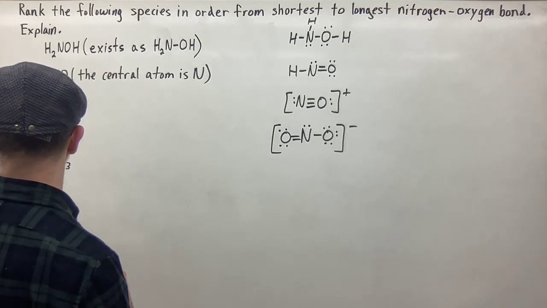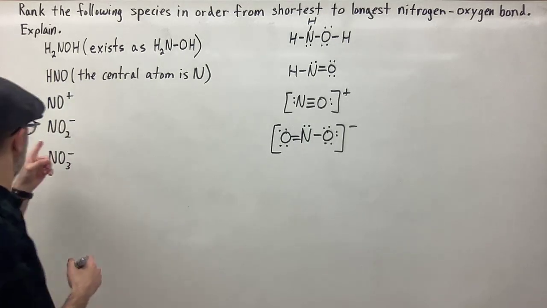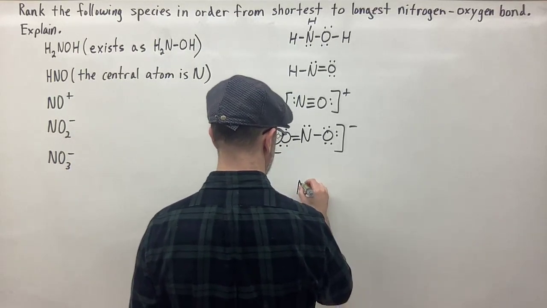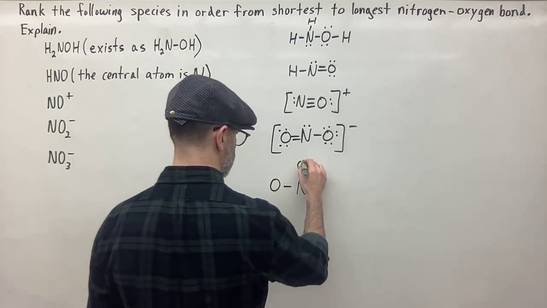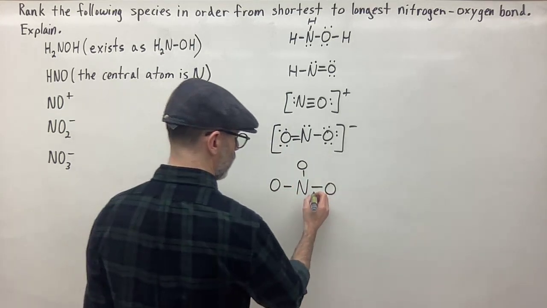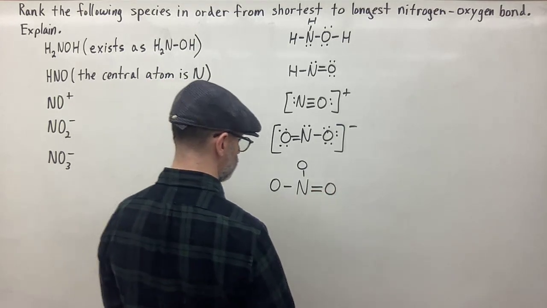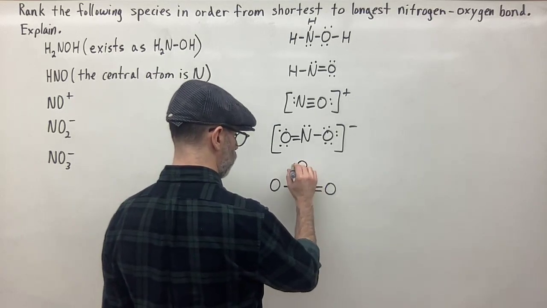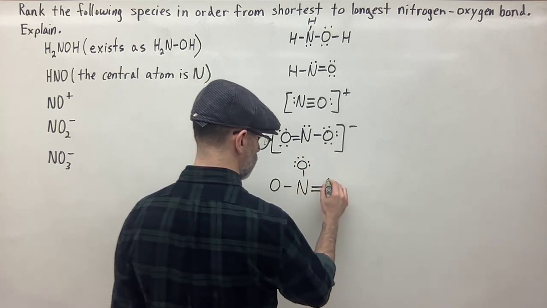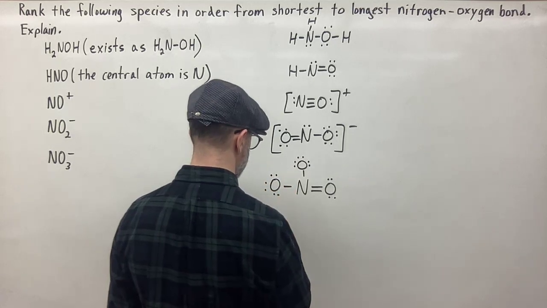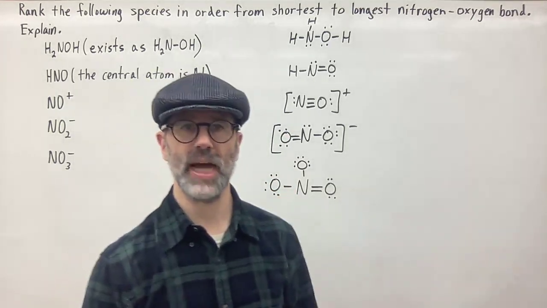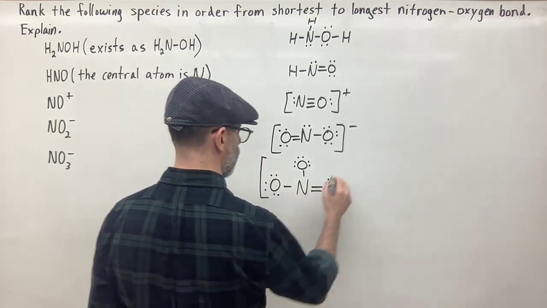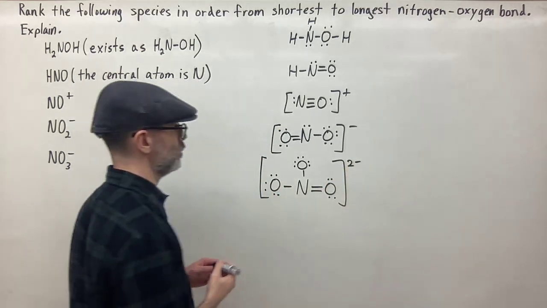Okay, and so now we have NO3. So NO3 is going to look like this. Again, central atom is nitrogen. Oxygen is bonded to the nitrogen. We're going to have one double bond here, and then we're going to have our lone pairs. And so we have that as a Lewis dot structure. And of course, I shouldn't forget the brackets with the 2 minus charge.